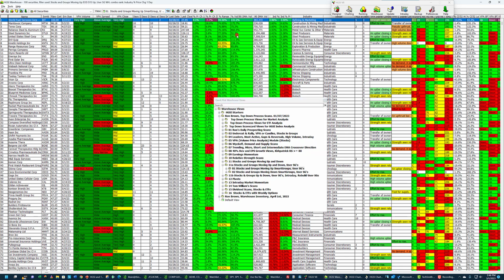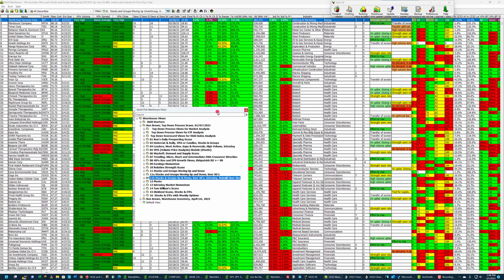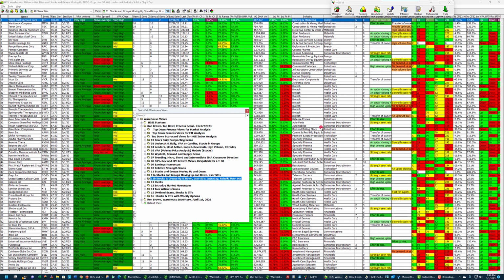This one's just getting a little bit too long, but for now, you don't really even need to use 11A unless you want to compare at night like I do, but just look at the Woodward and Brown stocks and groups moving up, and then do the intraday groups if you want to see what's moving today on stocks and groups.